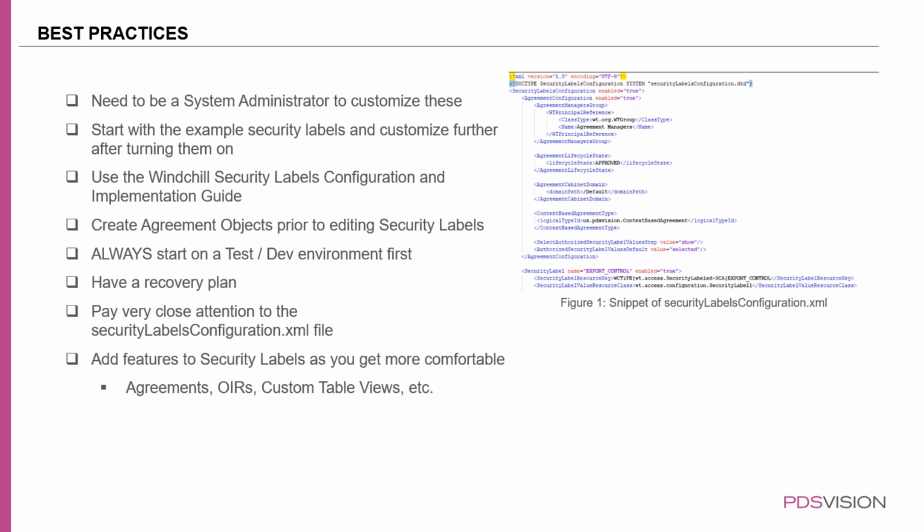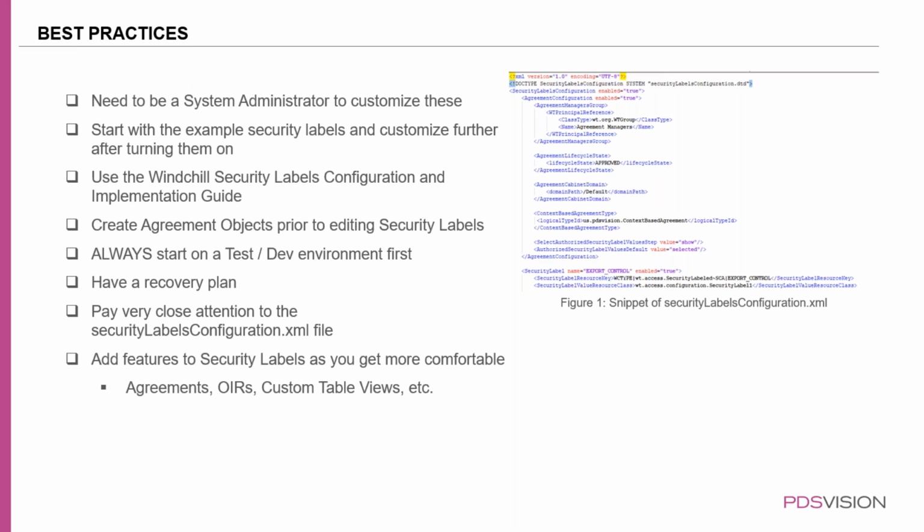Some overall best practices now. Past that, once you recognize that you need to be a system admin, I'd always recommend starting with the Windchill Security Labels Configuration and Implementation Guide from PTC. Use those default labels, use those examples that PTC gives you, because it will help you actually understand security labels a bit. This guide will step you through, and you'll be able to see what you're editing, why you're editing it, and what these things are doing. So it is a very good guide to start out and actually get security labels turned on.